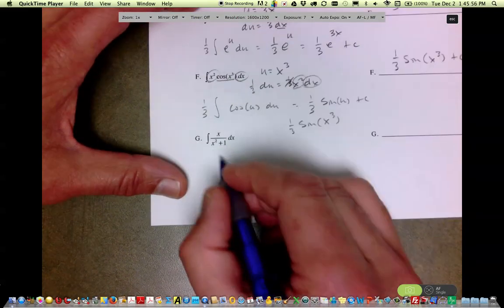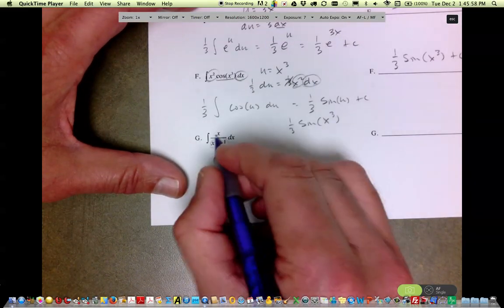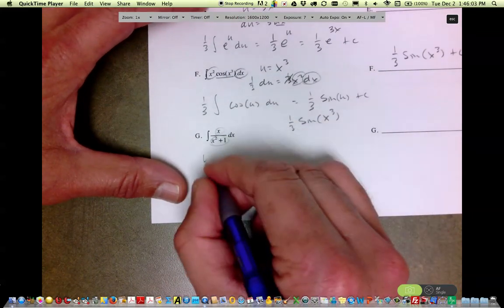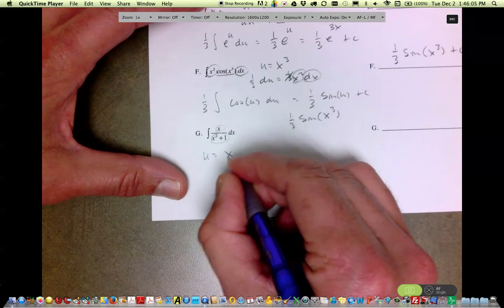Okay, and then this one, I'm looking at this x squared and I see this x on the top, and I know the derivative of x squared is 2x, which makes me think that maybe we should let u be x squared plus 1.